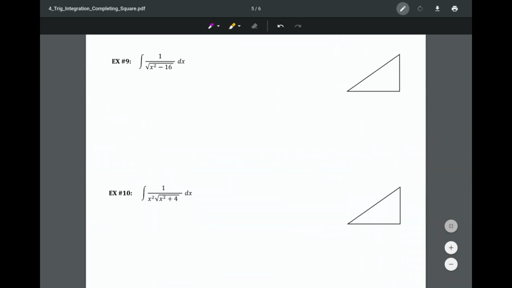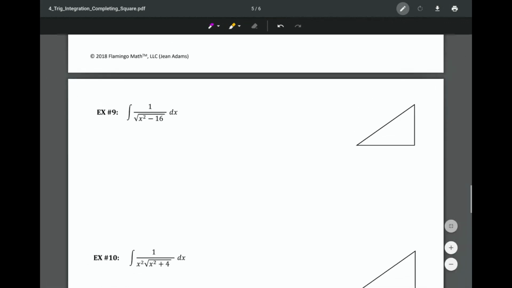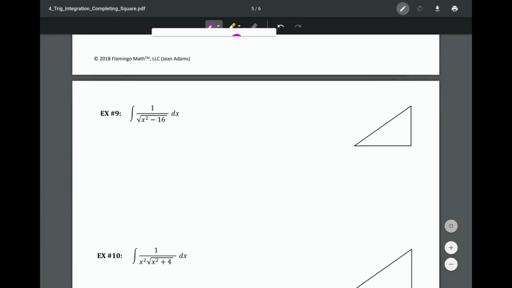All right, so let's look at example number 9. When I look at the square root of two numbers that are squared and whether they're subtracted or added, I always think, well, maybe trigonometric substitution works. In this case, this one took me a little while, because on this one, oops, I made that really big. Let me switch that to my black pen here.